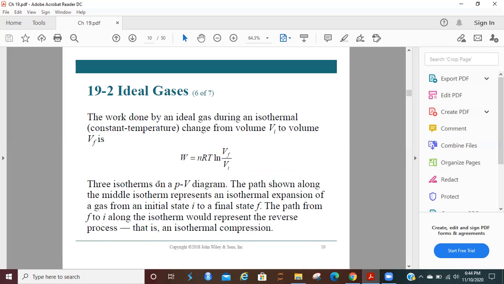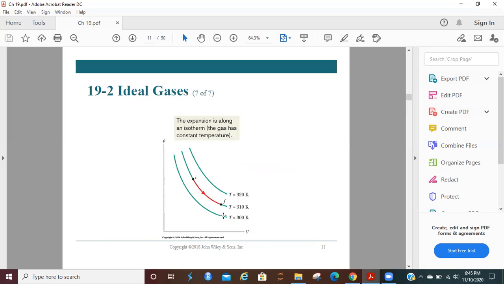The path shown along the middle isotherm represents an isothermal expansion of a gas from an initial state to a final state. The path from F to I along the isotherm would represent the reverse, in other words, an isothermal compression. Why is it a compression? Because if you're going from here to here, you're watching the volume increase and the pressure go down. If you're going from here to here, you're adding pressure.